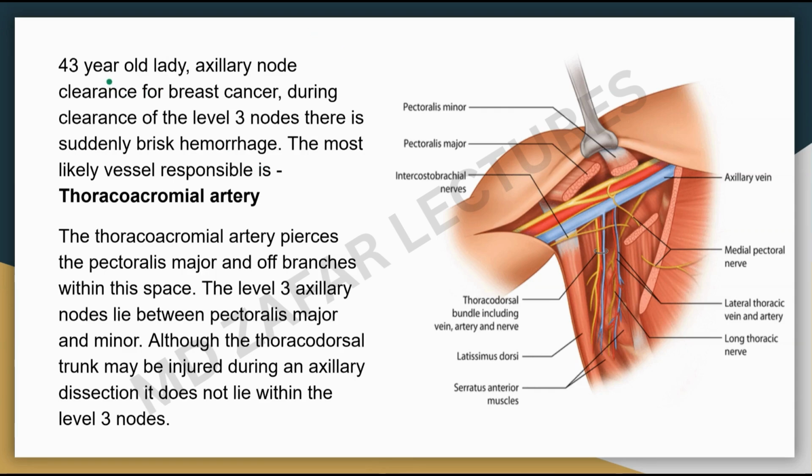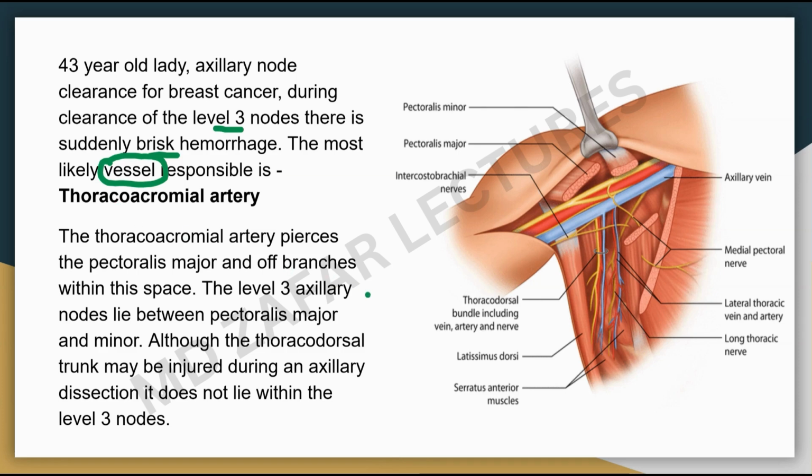So next we have a 43-year-old lady whose axillary node clearance for breast cancer has been done. During clearance of level 3 nodes, there is sudden development of a risk of hemorrhage. The most likely vessel to be responsible is... As I've explained, this is the area which is frequently tested. The nerve damage and the vessel damage, you can find them in these MCQs, which I'm explaining in different ways in different scenarios. Previously they asked about the nerve, now they have asked about the vessel.